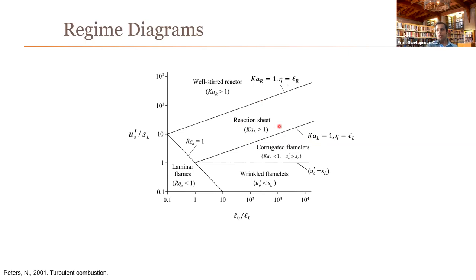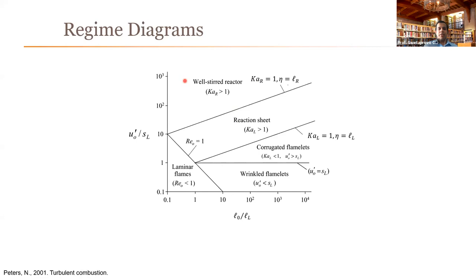But if your preheat zone thickness is greater than the Kolmogorov length scale, then the Karlovitz number becomes greater than one, and we expect that the small scale eddies of turbulence have essentially distorted the flame structure, whereas the reaction zone is intact. And that is why it is called the thin reaction zone regime. Whereas in this regime, where your Kolmogorov length scale is smaller than the reaction zone thickness, here we expect the reaction zone to be distorted and distributed, and that's why we expect this to behave as a well-stirred reactor.